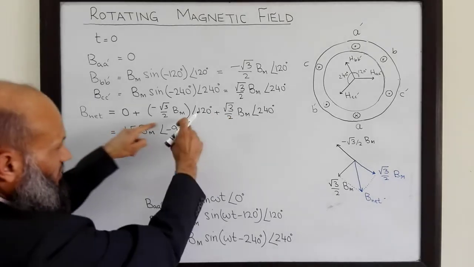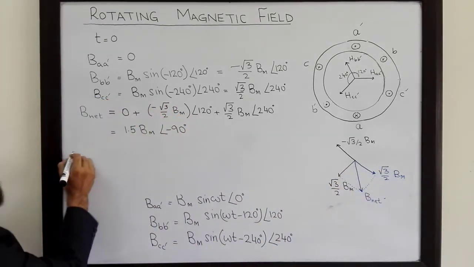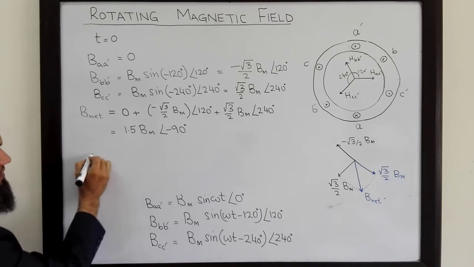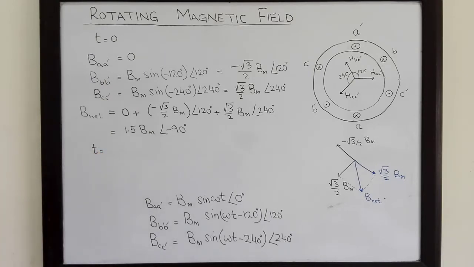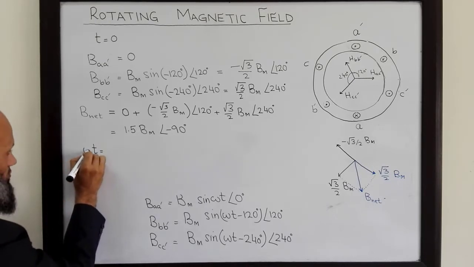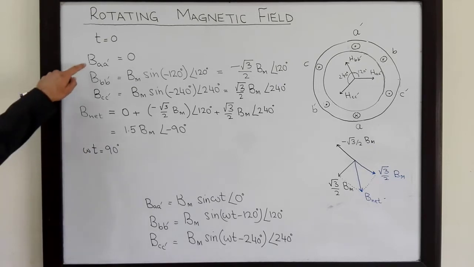We have added the vectors by using graphical approach. Let's analyze the whole situation again at time instant t equal to, rather, omega t equal to 90 degrees. So what is the situation now?